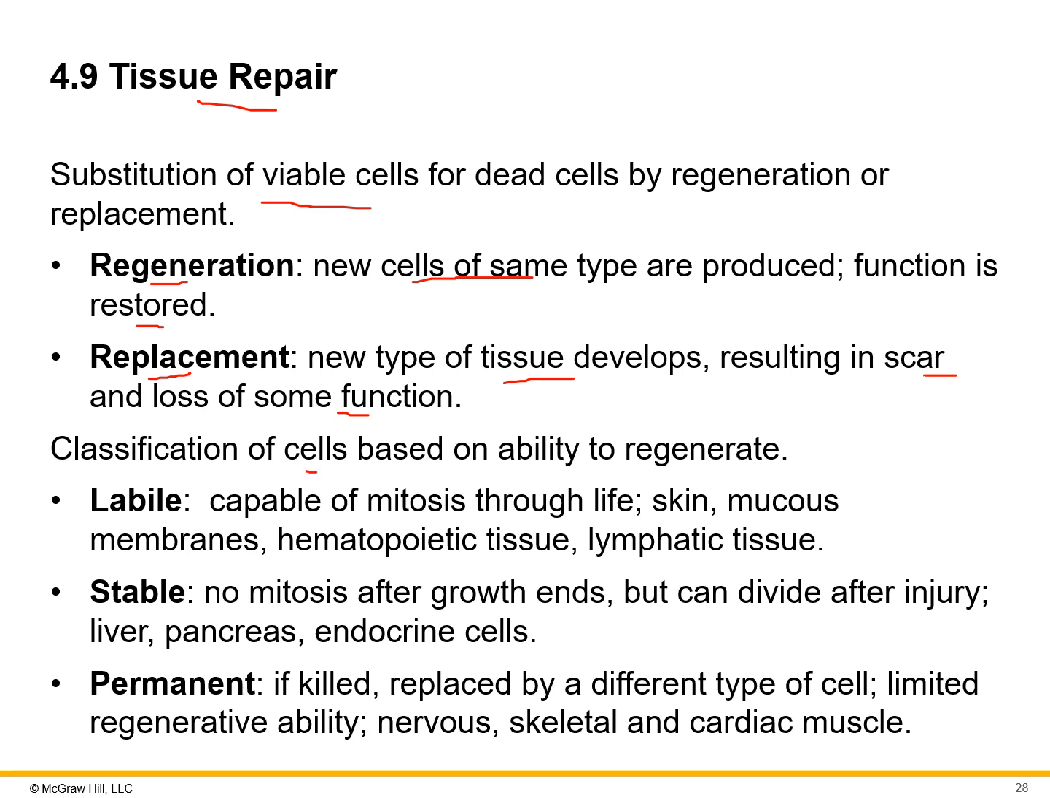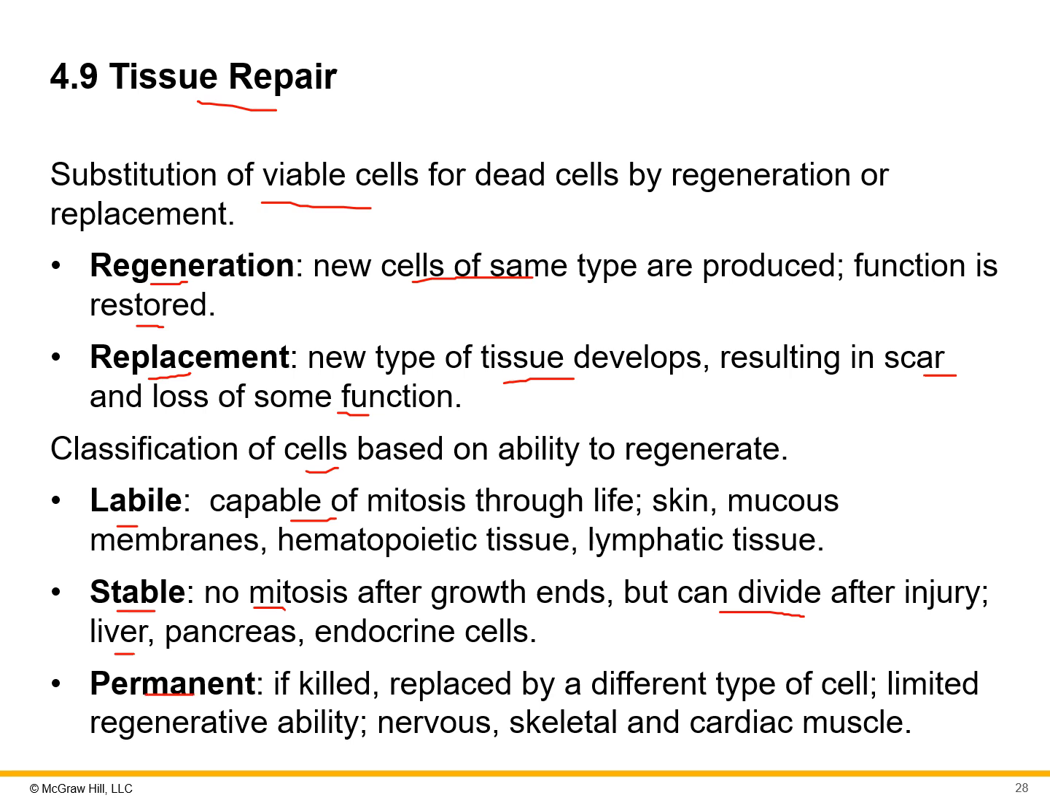And then some of the cells, based on their ability to regenerate: labile, this is capable of mitosis throughout life. So things like our skin are constantly reproducing and regenerating, replacing more skin cells. Stable, so in this case, there's no mitosis after growth ends, but it can divide after injury. So the liver is probably one of the best at regeneration. Small pieces of the liver can be transplanted and become viable because, when stimulated, it can keep going through mitosis.